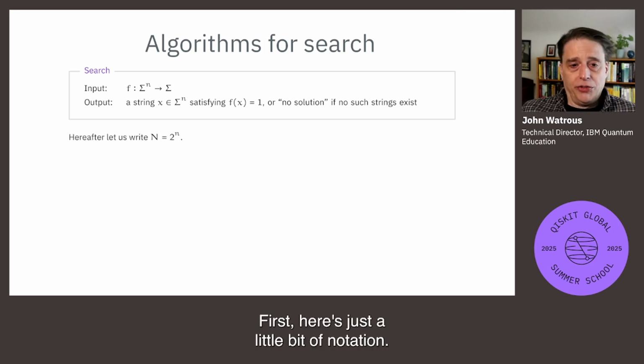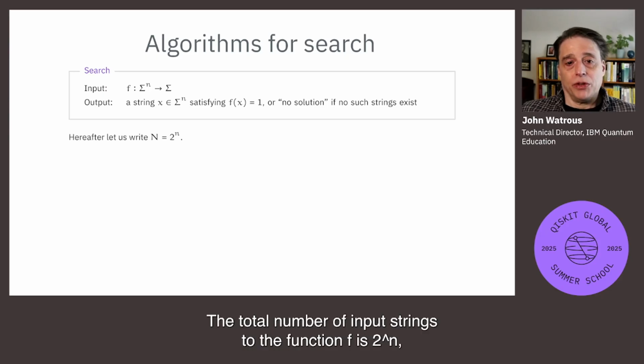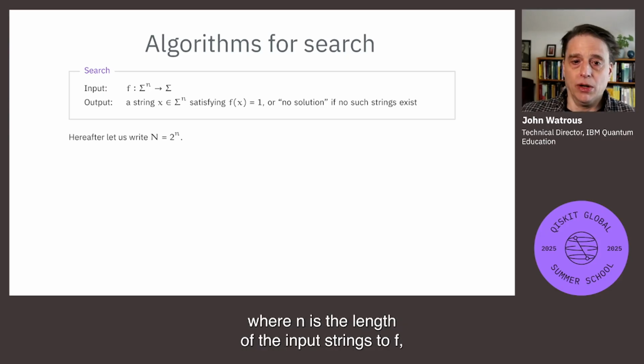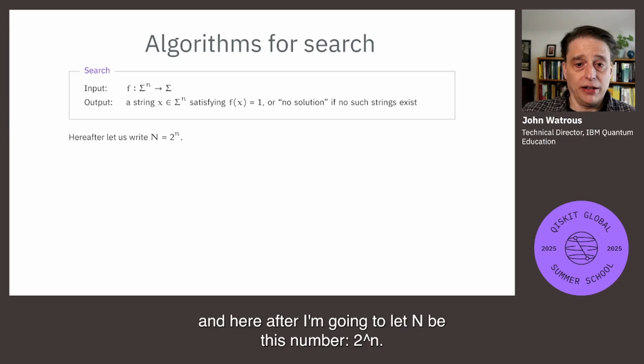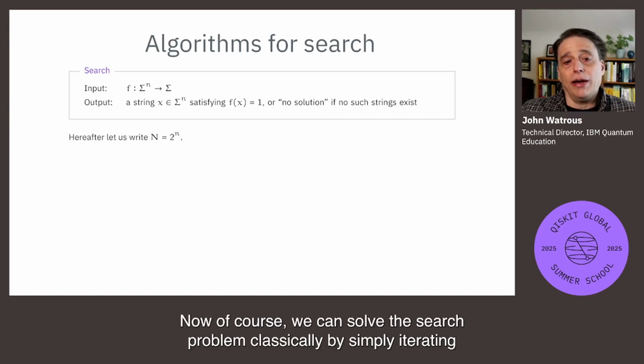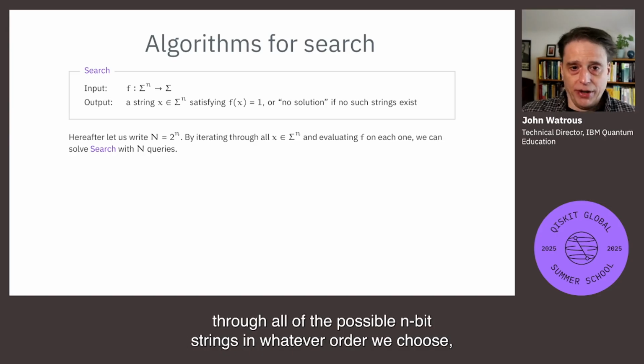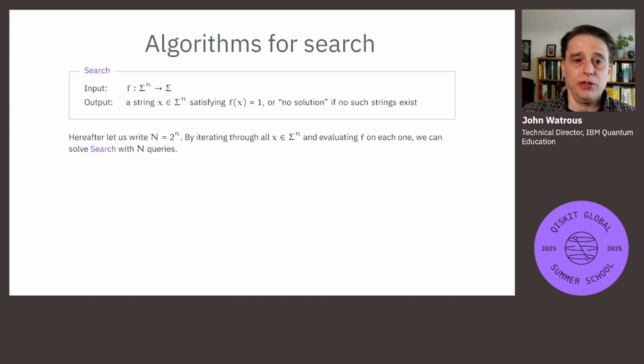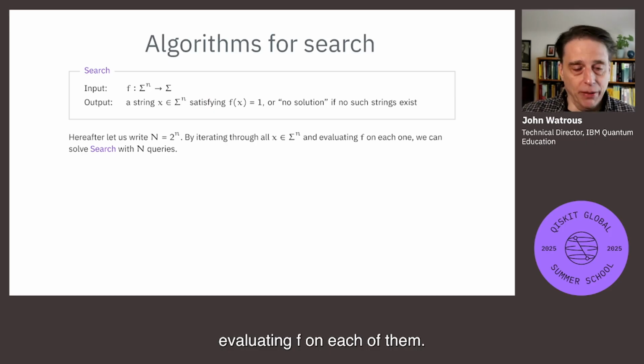First, here's just a little bit of notation. The total number of input strings to the function f is 2^n, where little n is the length of the input strings to f, and hereafter I'm going to let big N be this number, 2^n. Now, of course, we can solve the search problem classically by simply iterating through all of the possible n-bit strings in whatever order we choose, evaluating f on each of them.